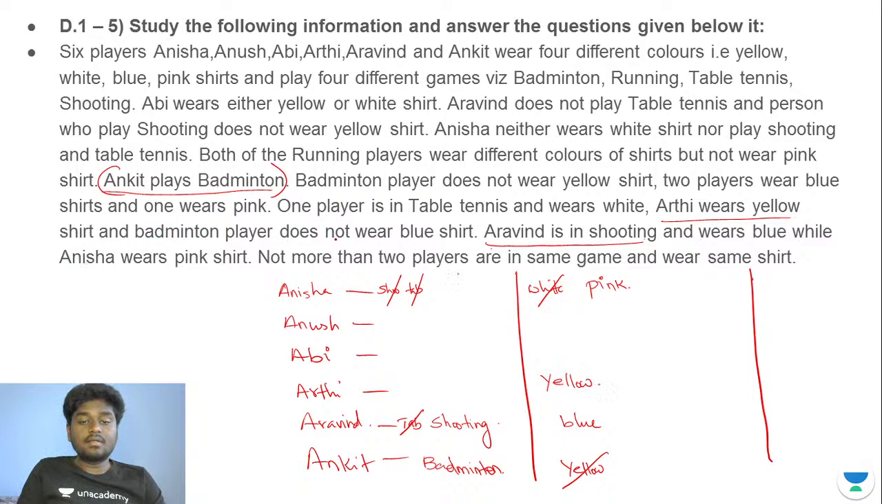And the badminton player does not wear a blue shirt, so it cannot be yellow or blue for the badminton player. Abhi wears either a yellow or white shirt, so here you need to take a call. Let's go for trial and error. Let's say Abhi is wearing white; if white doesn't work, I will go for yellow.